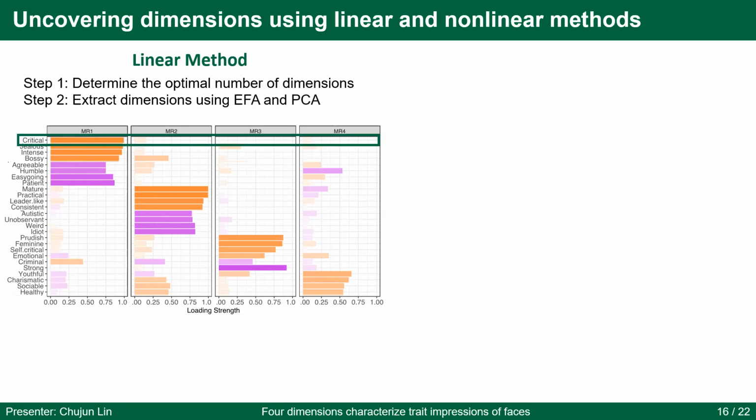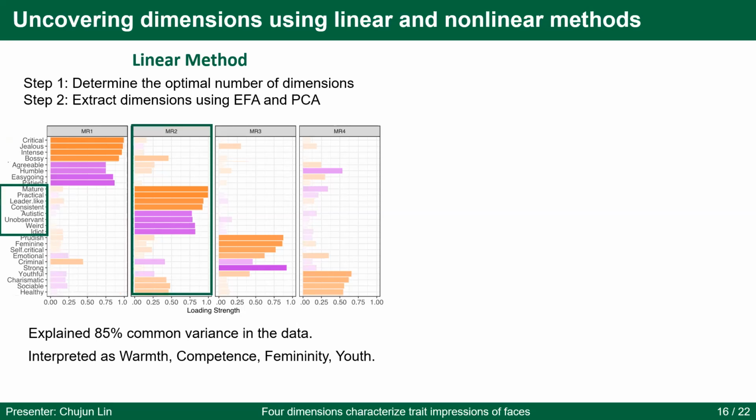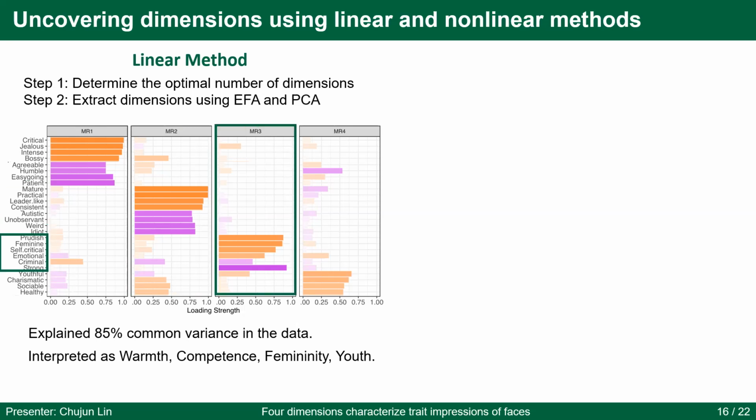For example, this result suggests that the impression of someone looking like a critical person is mostly about how they look on the first trait dimension, and adding just a tiny bit of dimension 2 and dimension 4. Just using these 4 dimensions, we were able to explain 85% of the variance in how the 100 trait impressions were related to each other. We interpreted these 4 dimensions as summarizing impressions about others' warmth, competence, femininity, and youth.